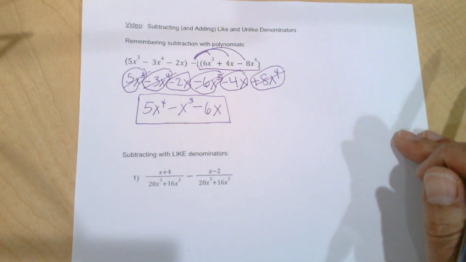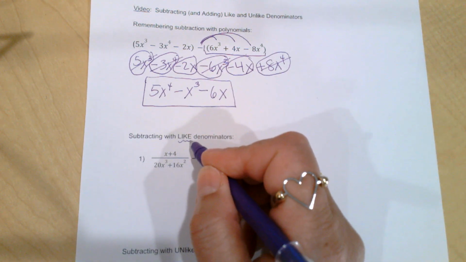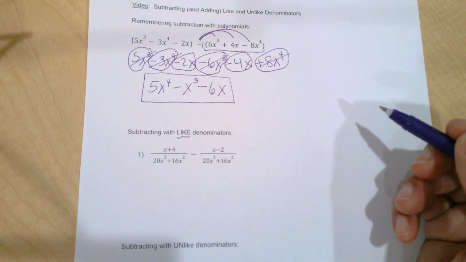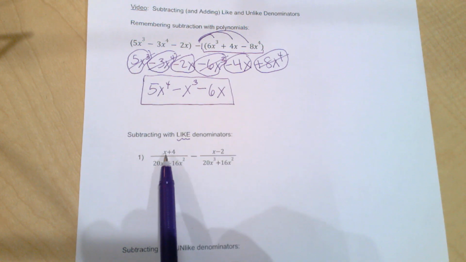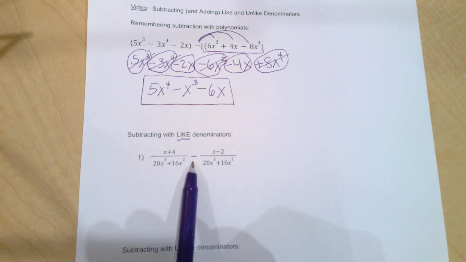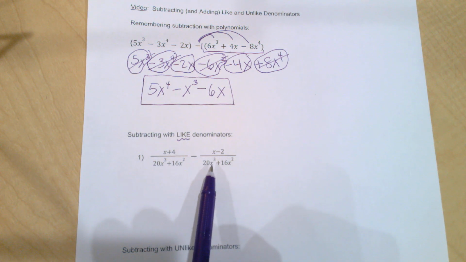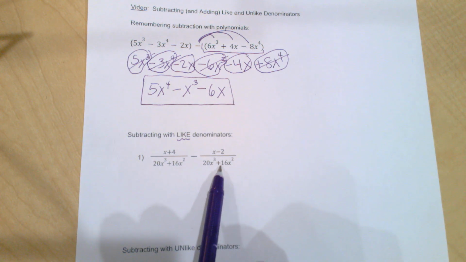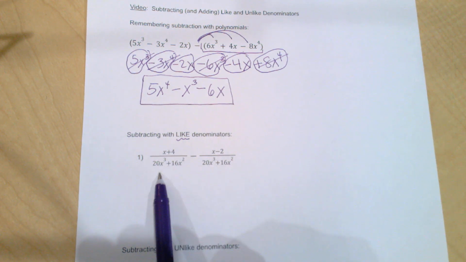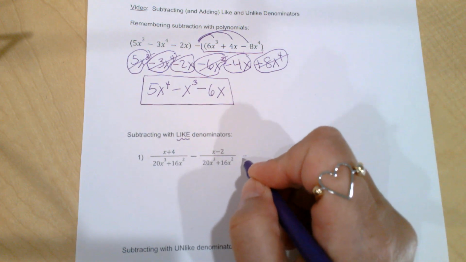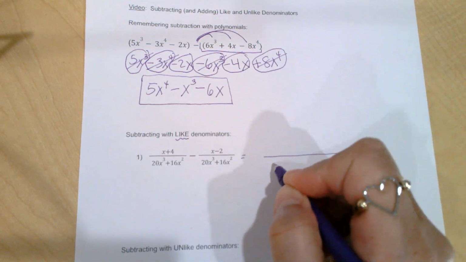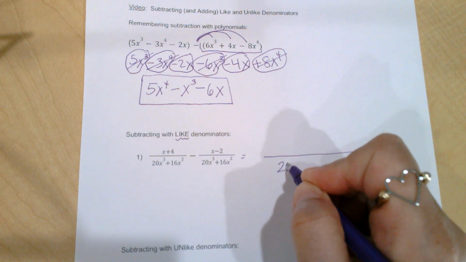Okay, subtracting with like denominators. So first, when you come across a problem, check the denominators to see if they're like or unlike. So for this one, we have x to the fourth divided by 20x to the third plus 16x squared, minus x minus 2 divided by 20x to the third plus 16x squared. So these are the same denominators. They're like denominators. So what we do is we just combine everything over the same denominator.